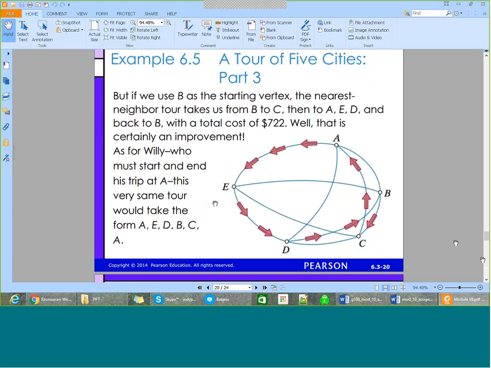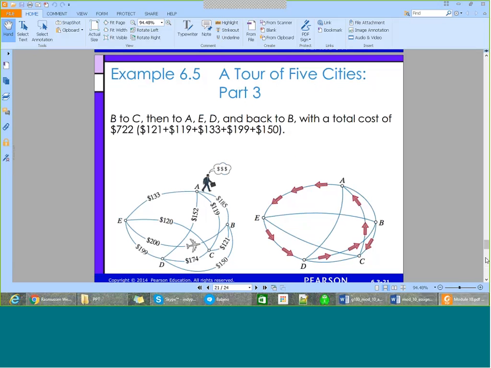Okay. So to look at the exact numbers here, from B to C, that's 121. C to A, that's 119. A to E, that's 133. E to D, that's 199. And back to B, which is 150. So if you start from B, the total cost would be 722.